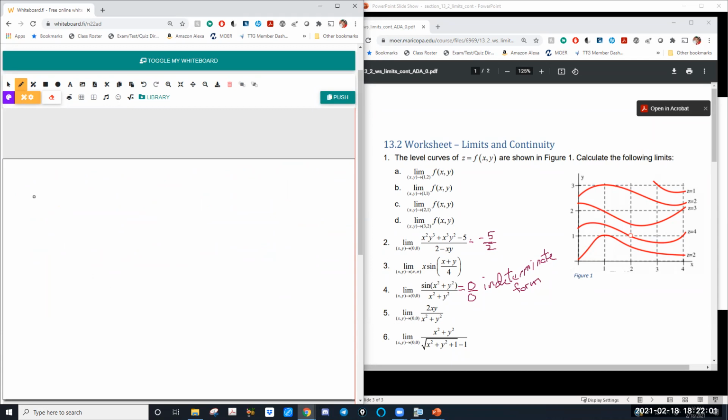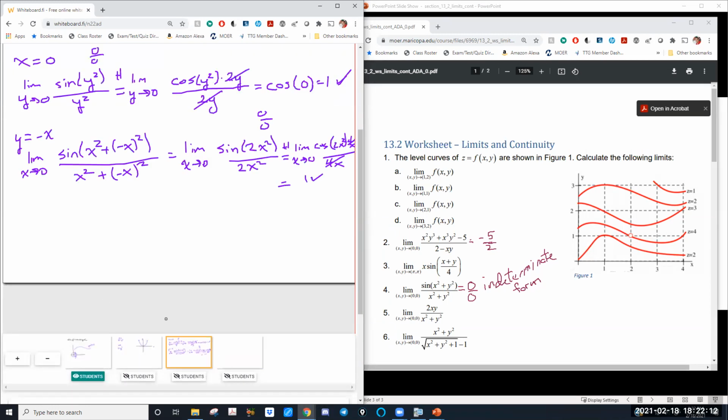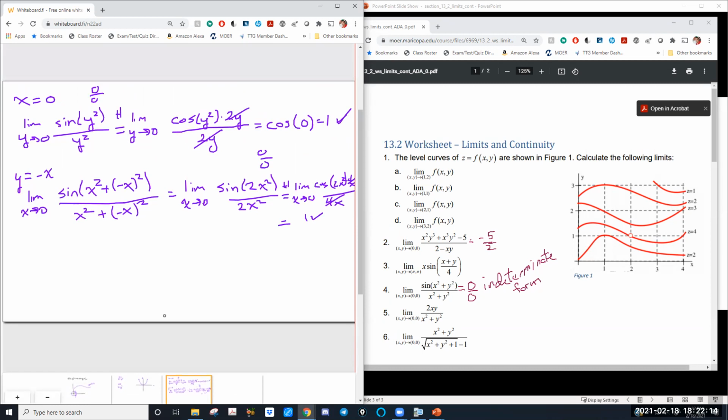So the question that came up is, checking on multiple paths. Yes, because there's infinitely many paths that we could actually come up with. Again, the most common are x equals 0, y equals 0, y equals x, and y equals negative x. y equals x squared is a common path.